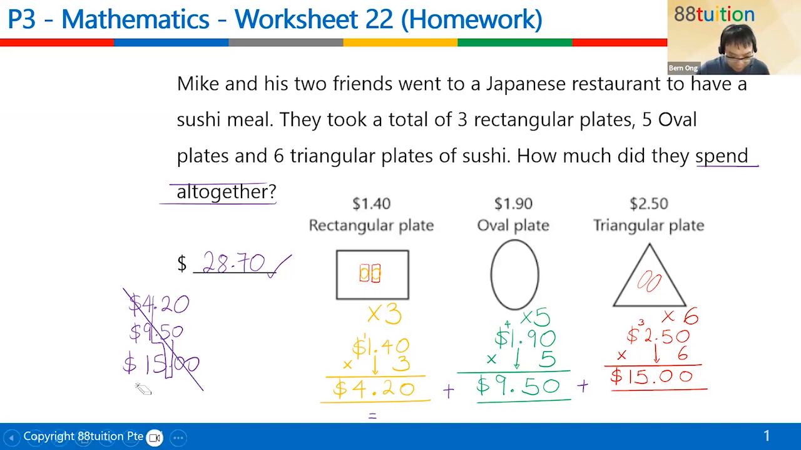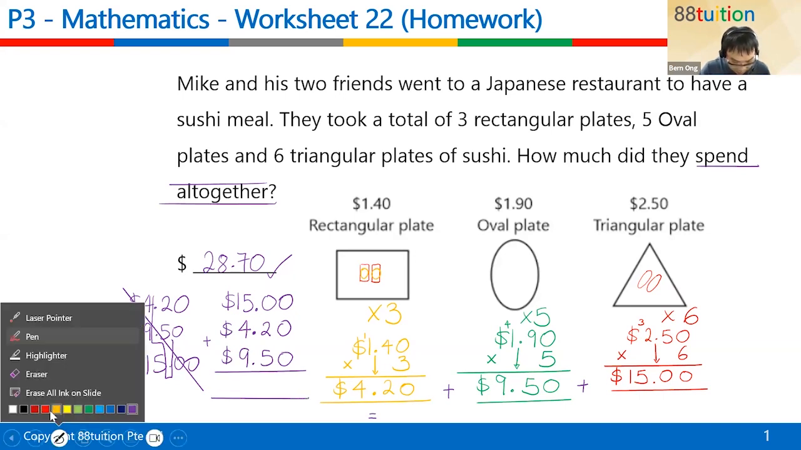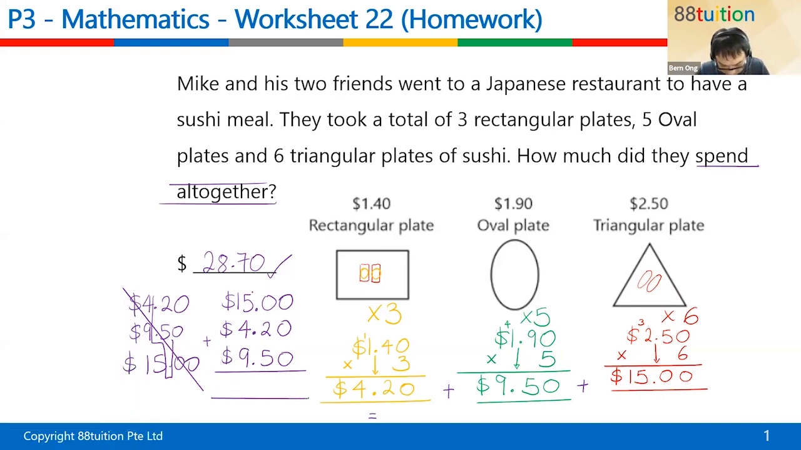So my advice to you, children, is to always put the bigger number on top, like $15 like that. Can you see? Then the rest you just follow down. $4.20. Remember the decimal must be in line. $9.50. So what do I mean by the decimal must be in the same line? It means this. Check this out. Can you see this portion here? The decimal must be in line. Can you see?